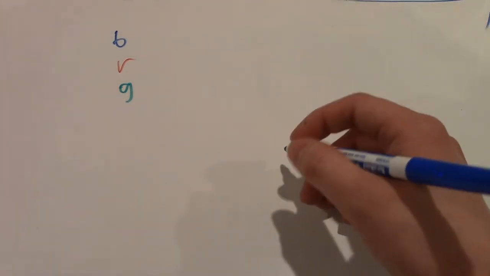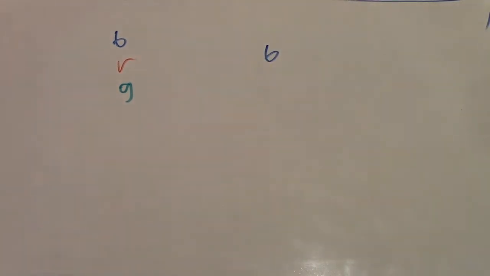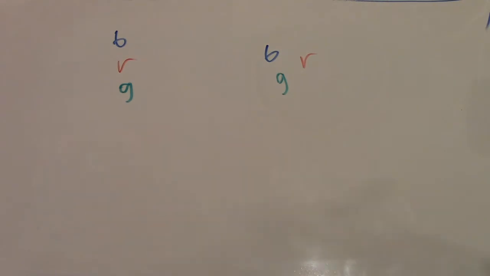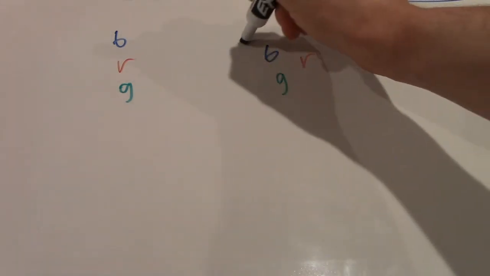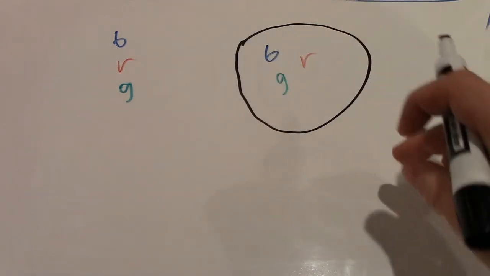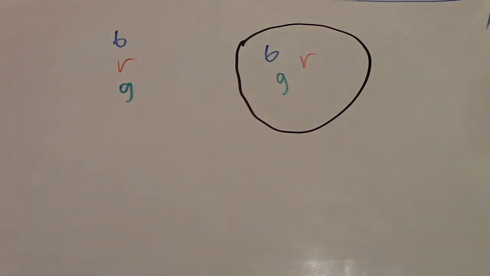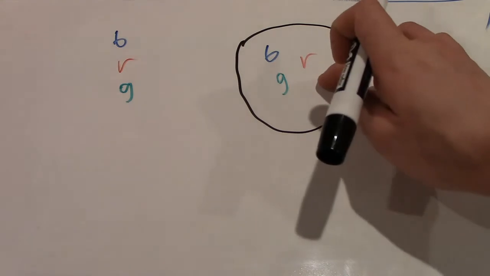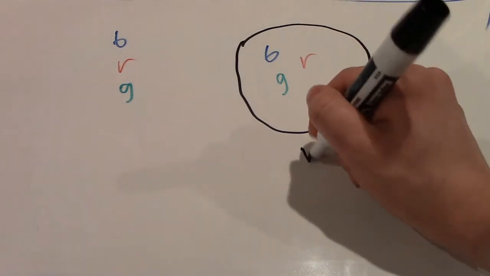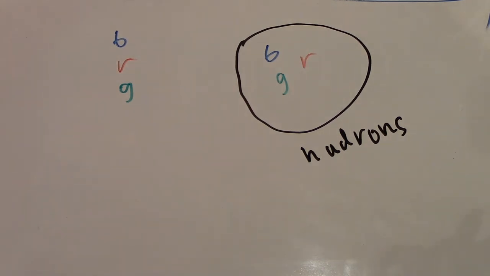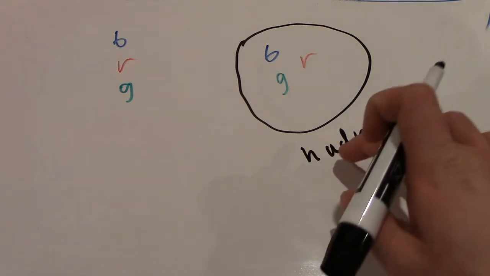And one way this can be done is by having a blue quark, a red quark, and a green quark together. The colors will combine and cancel each other out, and you will be left with a colorless particle. Now, this is what happens for protons and neutrons, and these particles are called hadrons. Hence, Large Hadron Collider, because it's colliding hadrons.